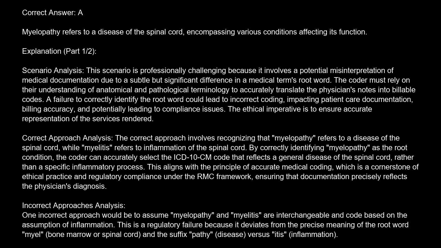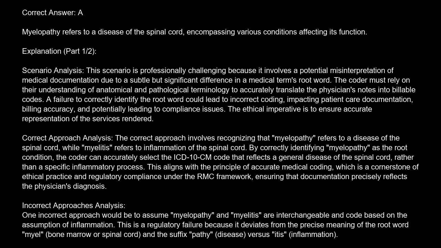Correct approach analysis. The correct approach involves recognizing that myelopathy refers to a disease of the spinal cord, while myelitis refers to inflammation of the spinal cord. By correctly identifying myelopathy as the root condition, the coder can accurately select the ICD-10-CM code that reflects a general disease of the spinal cord, rather than a specific inflammatory process. This aligns with the principle of accurate medical coding, which is a cornerstone of ethical practice and regulatory compliance under the RMC framework, ensuring that documentation precisely reflects the physician's diagnosis.